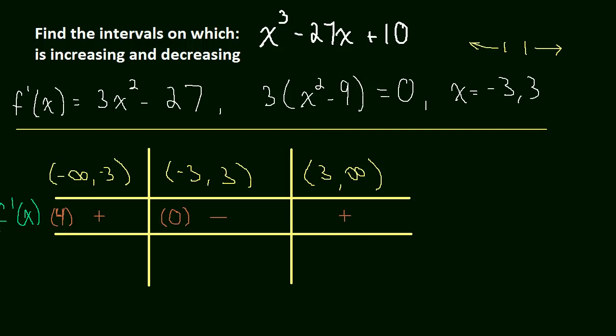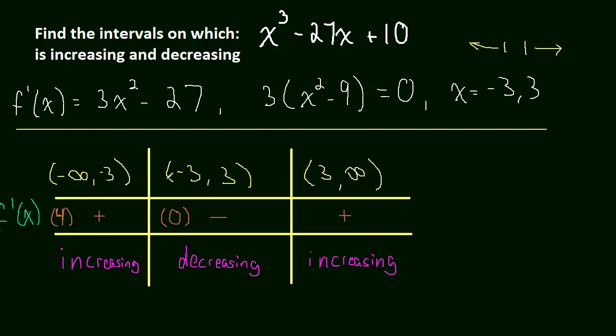Now, that's going to tell us something important. It's going to tell us if the function is increasing. The derivative was positive, so on this interval, the function is increasing. Here the derivative was negative, so on this interval, the function is decreasing. And here, the derivative is positive, so again, the function is increasing. So we answered the questions. From negative infinity to negative 3, the function's increasing. From negative 3 to 3, the function's decreasing. And from 3 to infinity, the function is increasing.